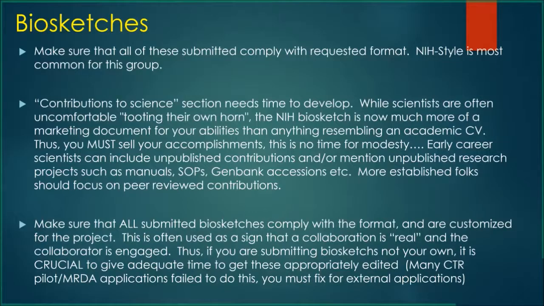Also, early career scientists are encouraged to include unpublished contributions or unpublished research projects, and these can include things like manuals and standard operating procedures, GenBank accession numbers, and so forth. Now, if it turns out you have 5 contributions to science, each with publications, definitely concentrate on those. However, if you're junior and you have a poster presentation from a project you worked on in medical school or something, put that down. But you really want to be thoughtful and show that you're capable of doing research that actually contributes to the field.